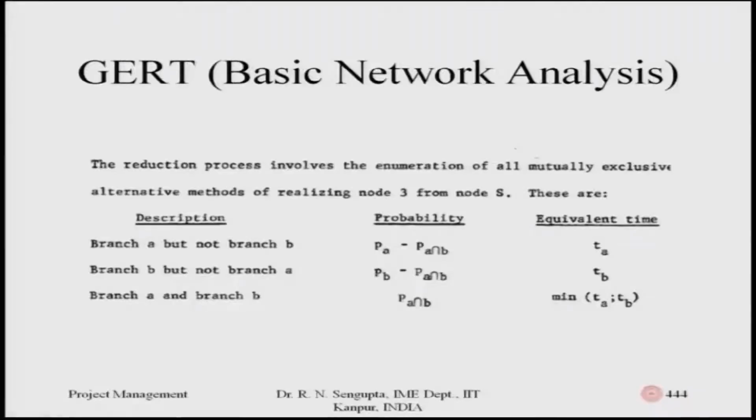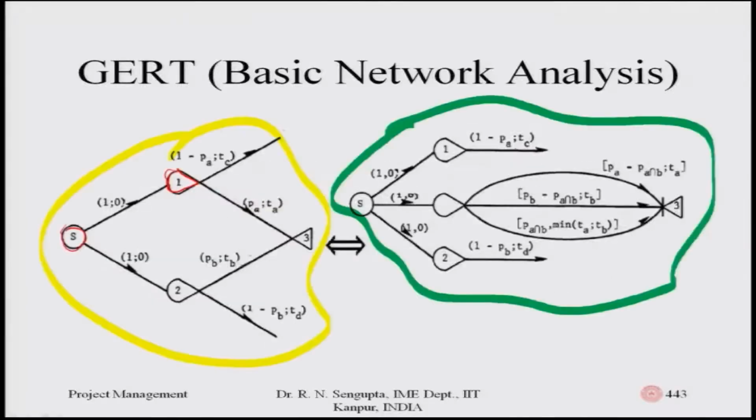The reduction process which we try to discuss and bring into any of the GERT network involves the enumeration of all the mutually exclusive so called tasks or alternate methods of realizing 3 from node S. So, where is 3? Let me come back to 3 again, and I highlight it in this right diagram, this is 3, and you are trying to realize node 3 from S, which is considered the source, using any different routes you can take.